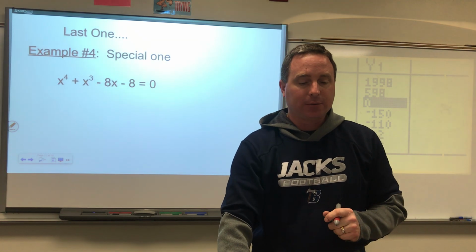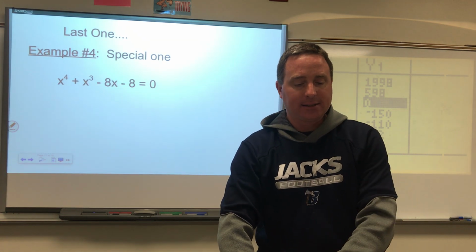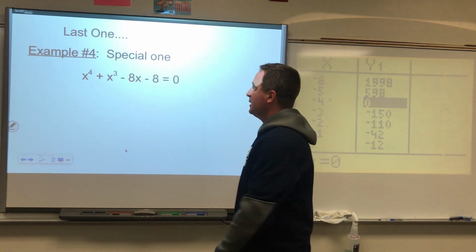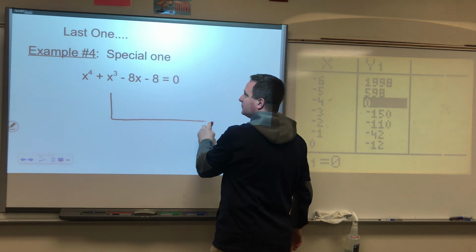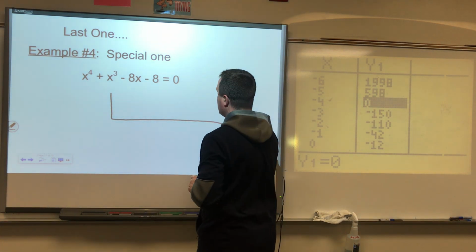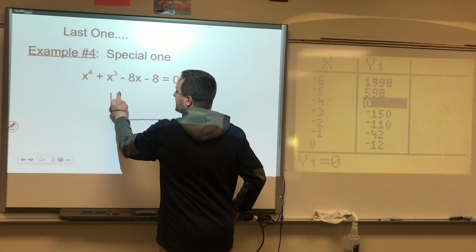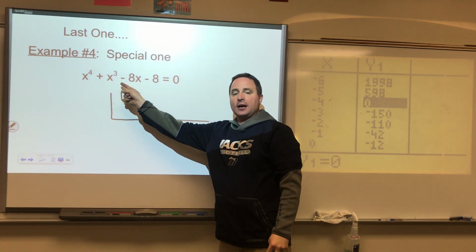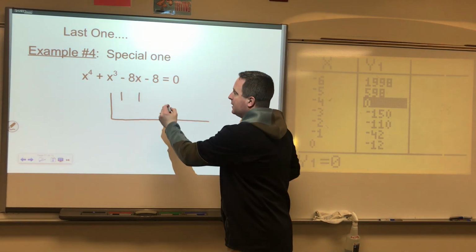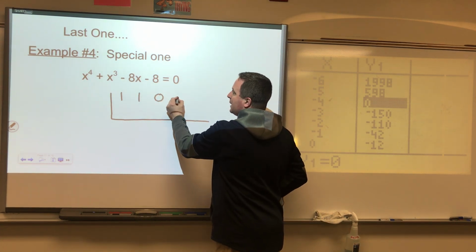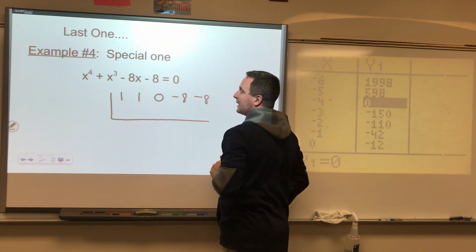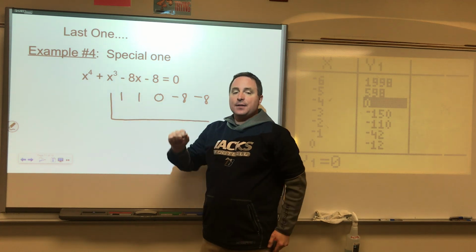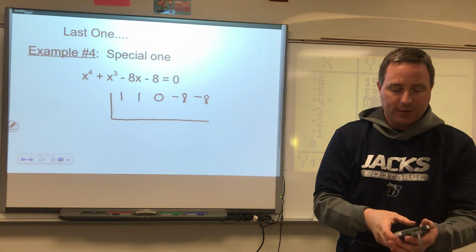Okay, and here's the very last one for the day. And this one says it's kind of a special one. Well, let's see what's special about this one. I'm going to do the setup first. I see one thing that's special right away. I see a 1x to the fourth, a 1x cubed, and if you look carefully, it's missing the x squared term. So I have to put in a 0, and then -8, and -8. You're going to see 1 or 2 of these today that are missing a term.